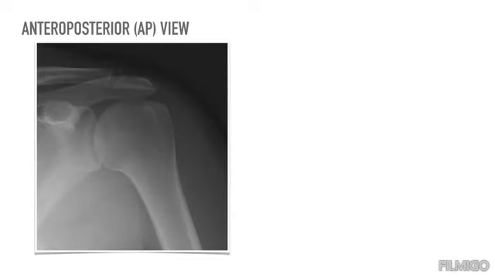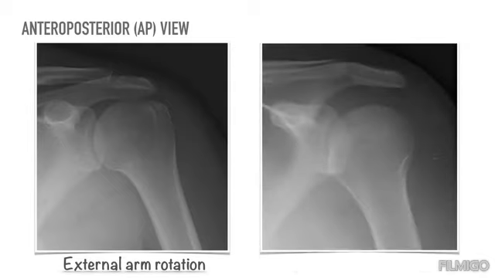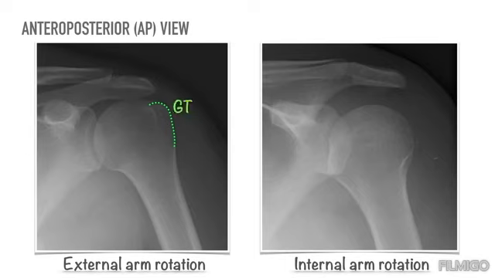AP view can be taken either in external or in internal rotation of the arm. In external arm rotation, the greater tubercle is in profile laterally and the lesser tubercle is superimposed on the humeral head. In the internal arm rotation, the lesser tubercle is in profile medially and the greater tubercle is superimposed on the humeral head.